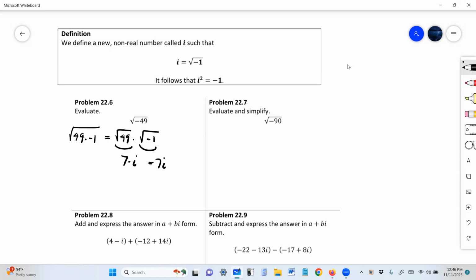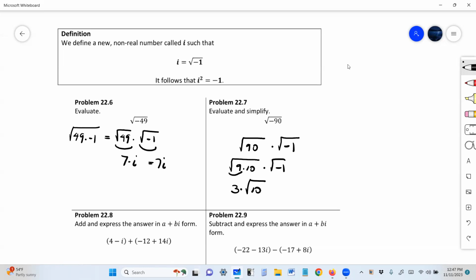Same thing with the minus 90. It's not a real number, so I'm going to write it as 90 times minus 1. I cannot take the square root of 90, but I can break it as a product of 2, which is 9 times 10. And here's my radical minus 1. I know what this is. This is 3.